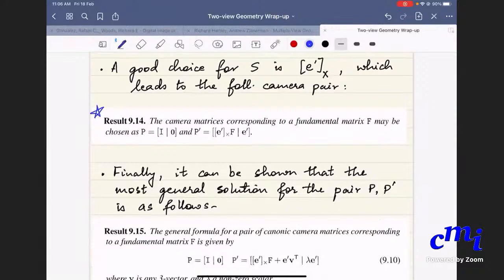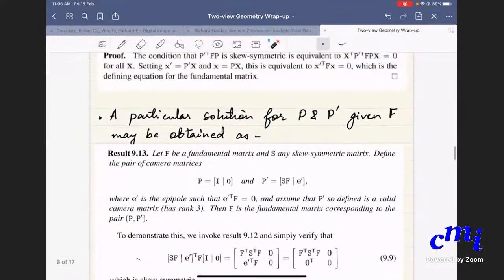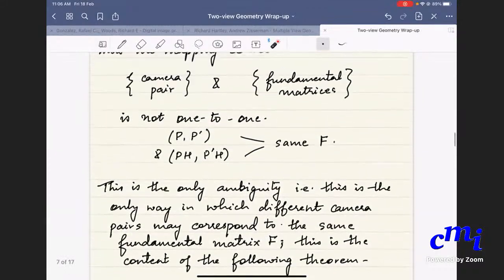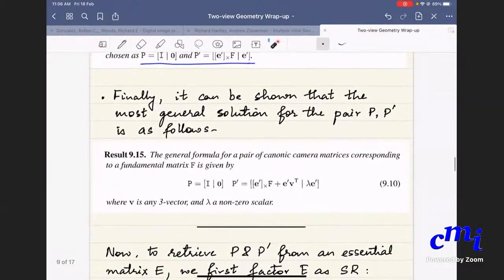Whenever we say that given a fundamental matrix, you have a pair of camera matrices, we will usually be referring to this pair of camera matrices. So given F, you can always construct this pair, and this is the one that we will refer to, although there is, of course, the entire family to look at. And finally, the most general solution, that family of pairs PH, P prime H, can be described here.